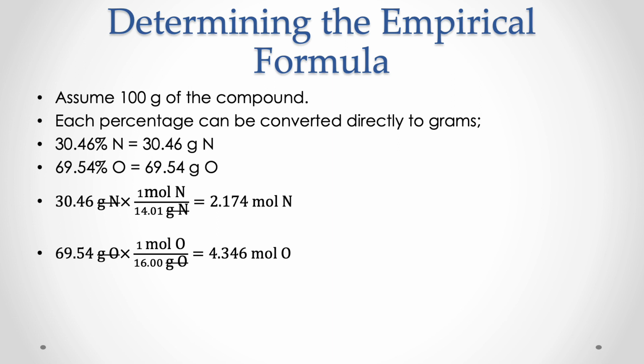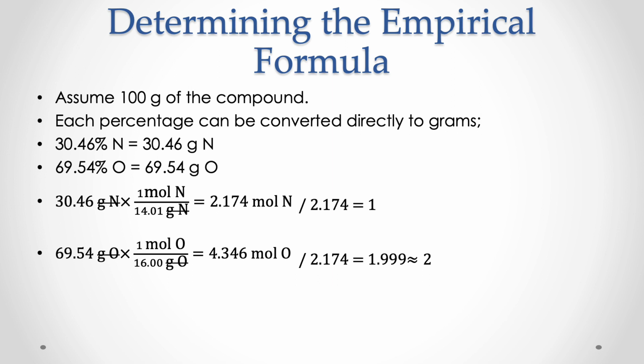So next, each mass can be converted to moles using the elements' atomic weights. The moles can now be compared. Remember, we want the simplest whole number ratio of moles between nitrogen and oxygen. So we can obtain this by dividing by the smallest moles. Here, we'll divide each value by 2.174.